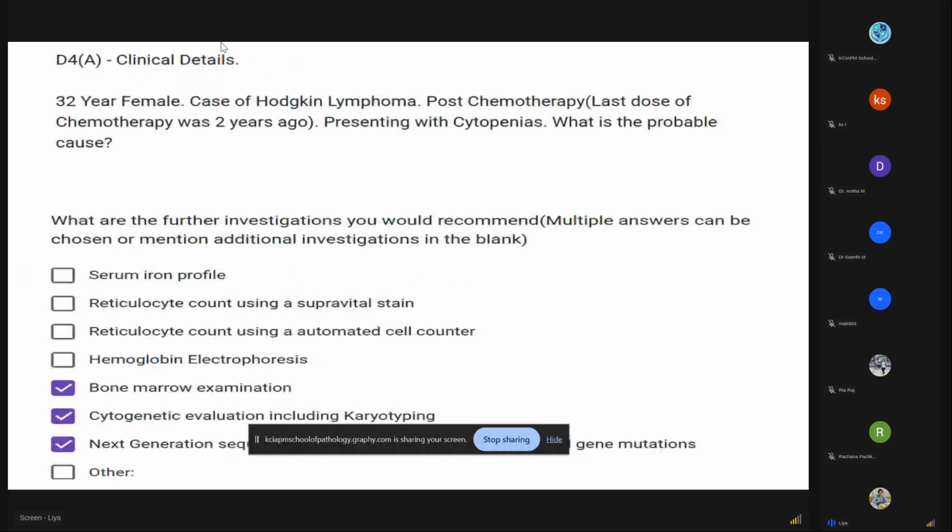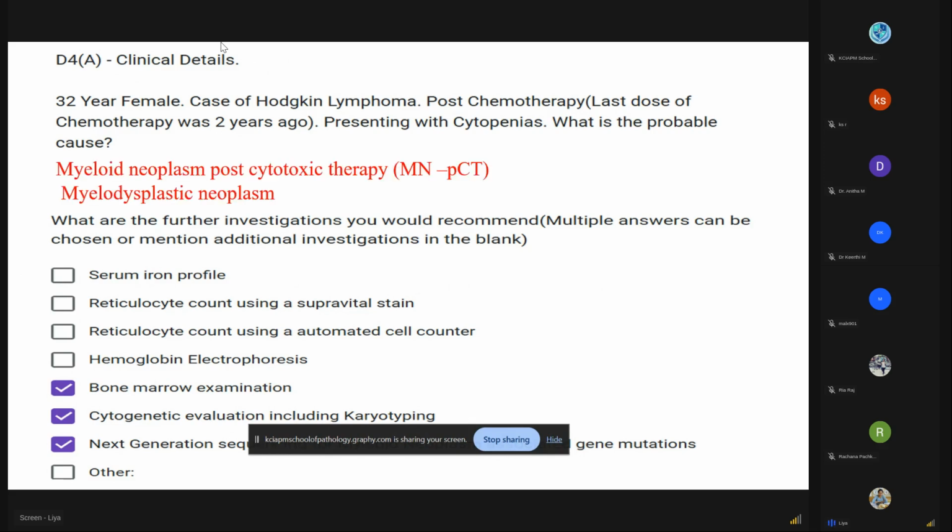Coming to the clinical details, it was a 32-year-old female, a case of Hodgkin's lymphoma post chemotherapy. Last dose was 2 years ago, presenting with cytopenia. So cytopenia and dysgranulopoietic features may suggest a myelodysplastic neoplasm, and with this history of post chemotherapy, a myeloid neoplasm post cytotoxic therapy can be suspected. And the further investigations can be bone marrow examination, cytogenetic evaluation including karyotyping, and next generation sequencing for myeloid neoplasm associated gene mutations.